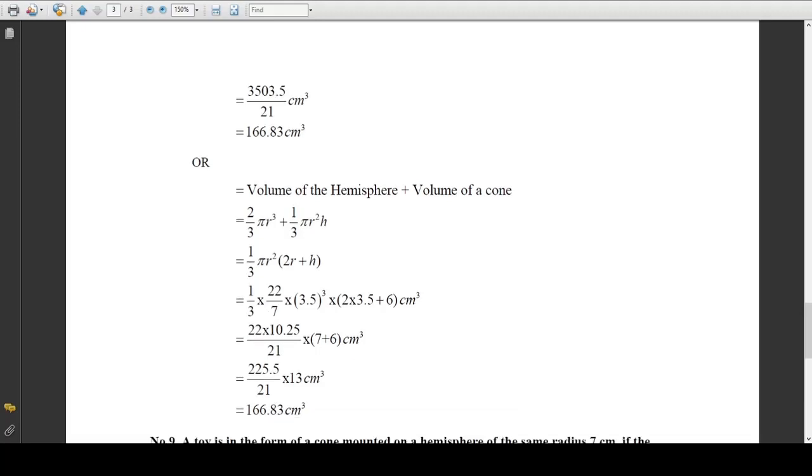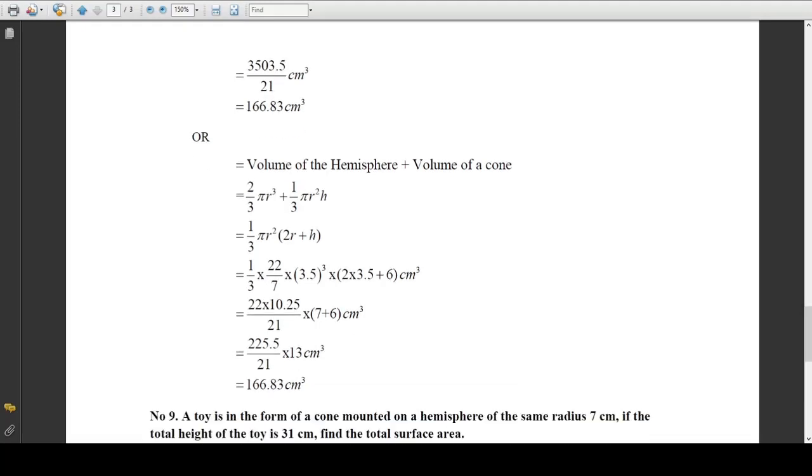Now 3.5 square is 10.25 divided by 21. 2 multiplied by 3.5 is 7, 7 plus 6 is 13. You multiply this by 13 and divide again by 21, you will get 166.83 centimeter cubed.